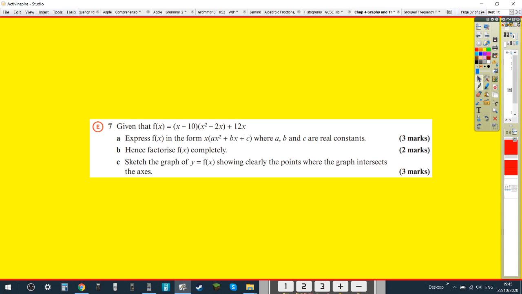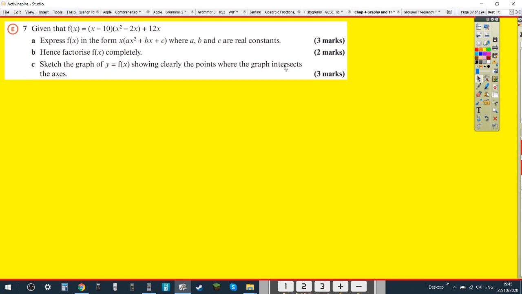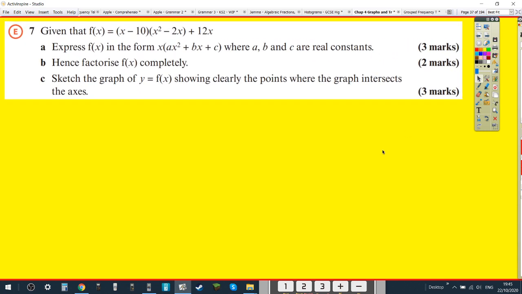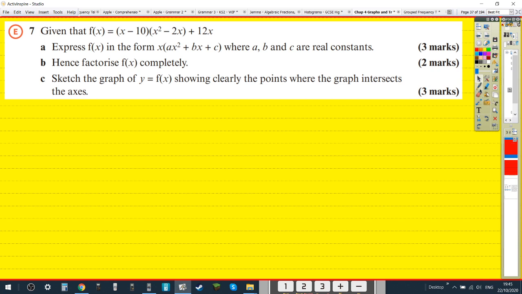Okay. Hang on, let me take a look at this. Yep, let's try this one. Okay. So you just expand the brackets? Wait, can you? You can? Okay. So do we just leave the 12x till the end? Yeah.